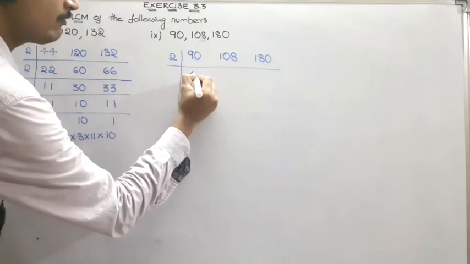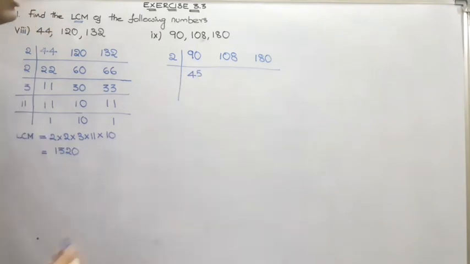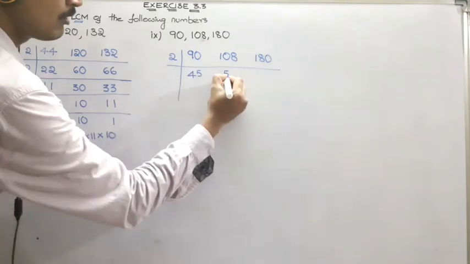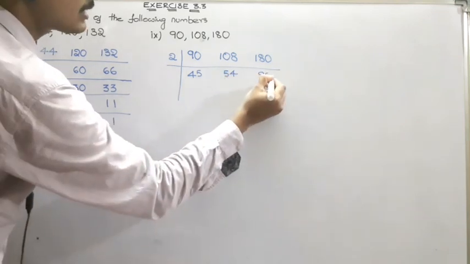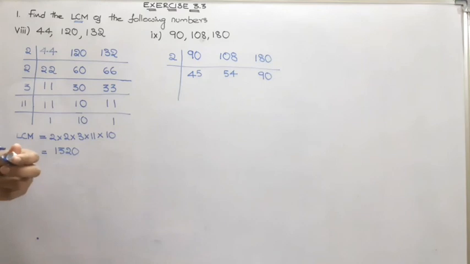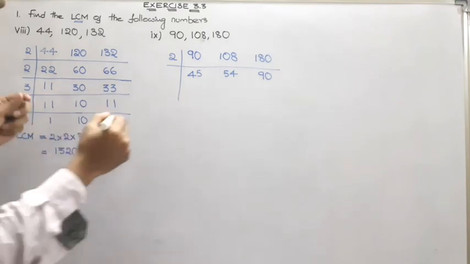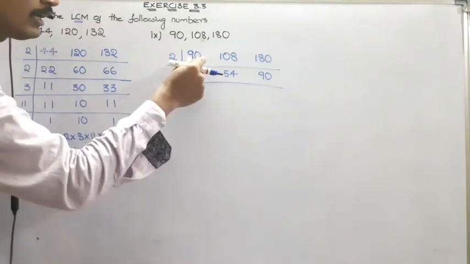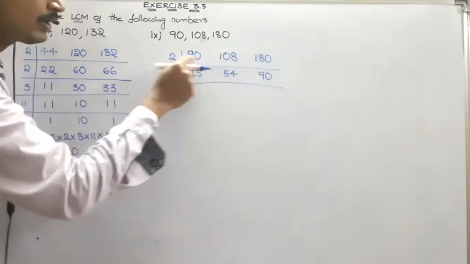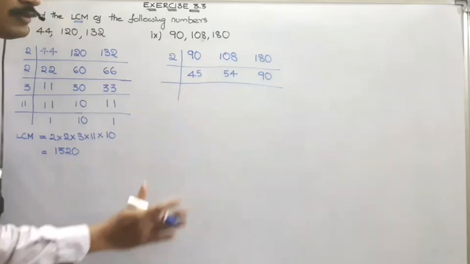Okay, 2 45s are 90, 2 54s are 108 and 2 90s gives us 180. Now look at the board carefully. Here 90 is divisible by 2, 108 is divisible by 2, 180 is divisible by 2.